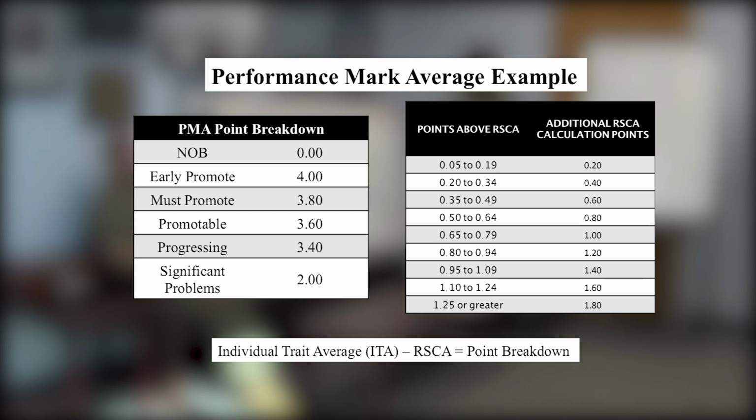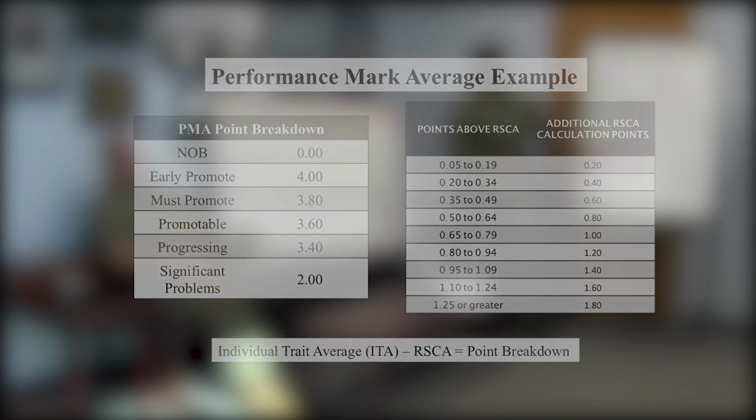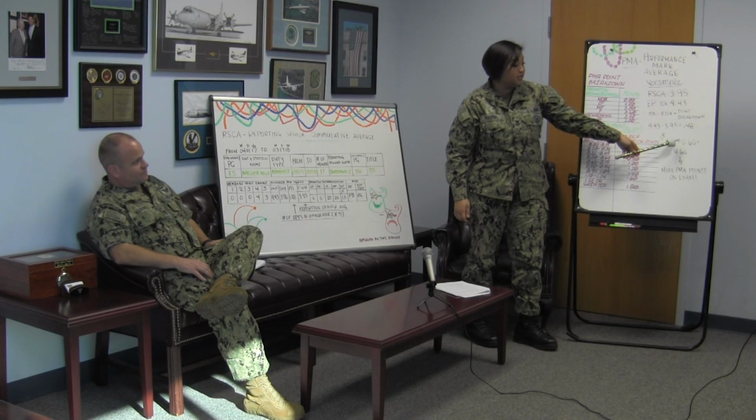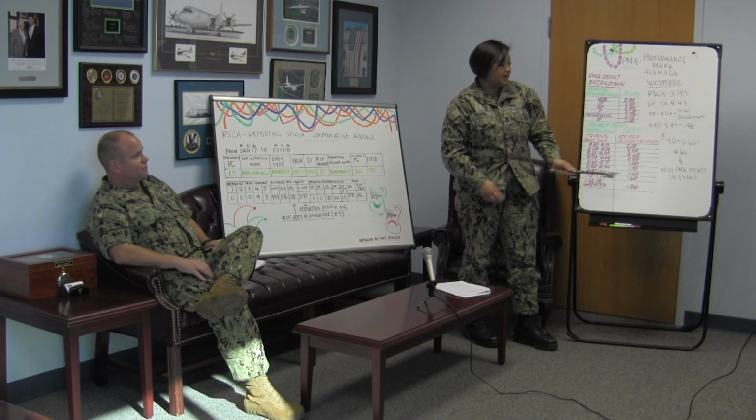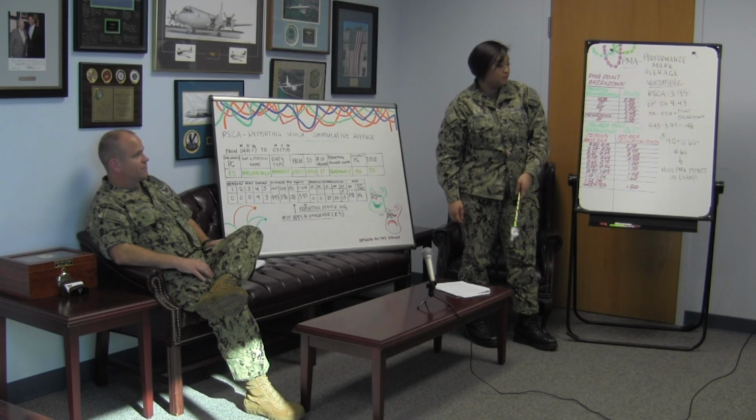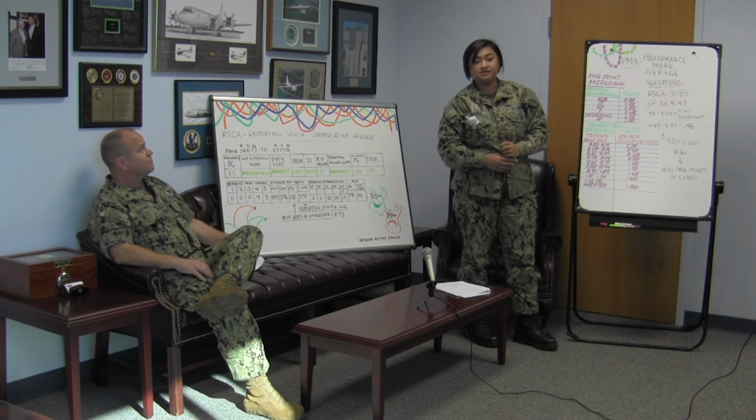Now this graph down here tells you if you got 0.48 above the reporting seniors average, you go to the graph, and then it tells you to add 0.60 points to your PMA. So if you already got the 4.0 because you got the EP eval, you add the 0.60 to that, and then you get 4.60, which means more PMA points on the exam.